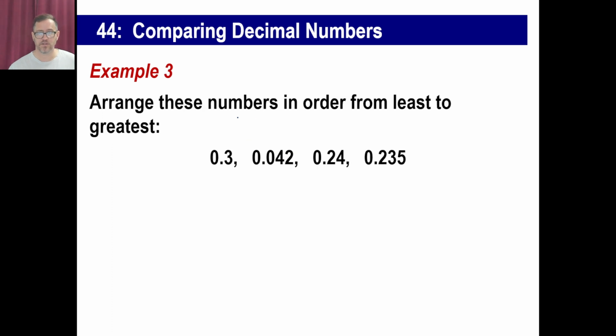Okay, arrange these in least to greatest. 0.3. Oh man, what's going on here? Okay. Wait a minute, this must be bigger. It has more numbers. Oh, that has a 4 in it. Oh, yeah. Well, let's arrange them. 0.3, you don't have to write all the zeros.